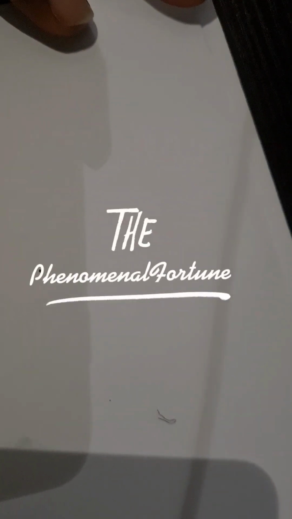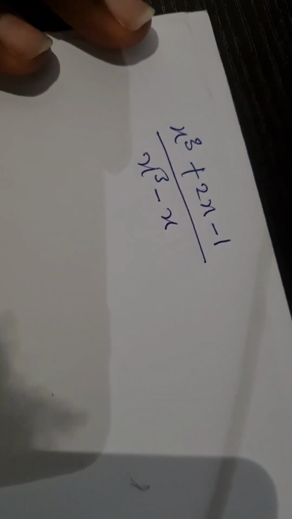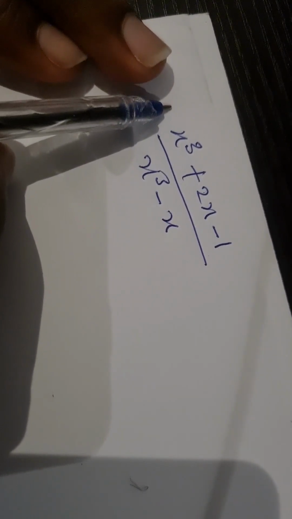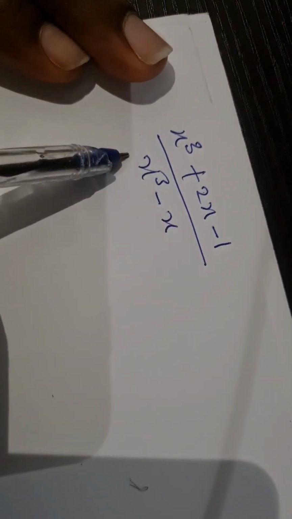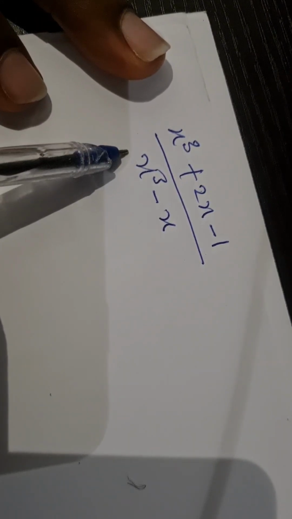Okay, let's say we have something like (x cubed + 2x - 1) divided by (x cubed - x). Now, remember that the numerator should be lower in degree than the denominator, right? Else, you have to convert it.